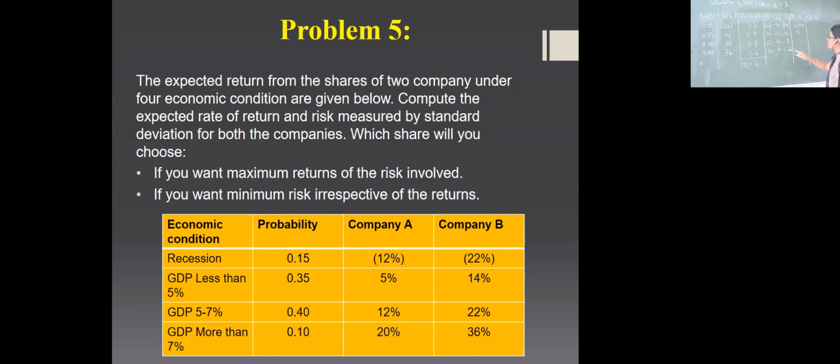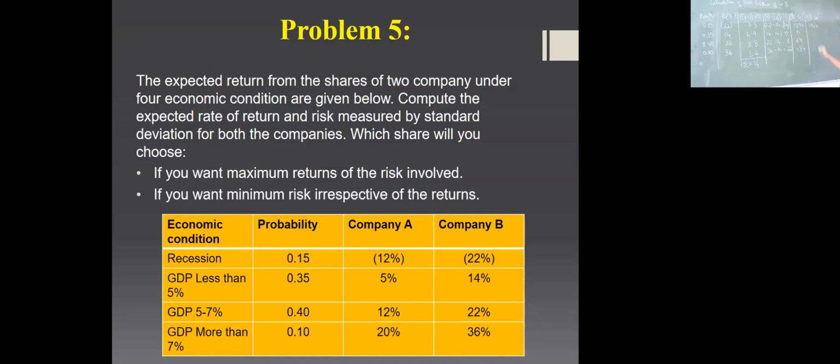8 square, 64. 22 square, 484. Now multiply the RI minus ER square we have already got with the probability that we have. So 1296 into 0.15 is 194.4.